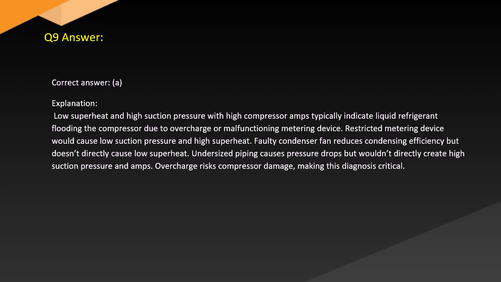Answer. Correct answer: A. Explanation. Low superheat and high suction pressure with high compressor amps typically indicate liquid refrigerant flooding the compressor due to overcharge or a malfunctioning metering device. A restricted metering device would cause low suction pressure and high superheat. A faulty condenser fan reduces condensing efficiency but doesn't directly cause low superheat. Undersized piping causes pressure drops but wouldn't directly create high suction pressure and amps. Overcharge risks compressor damage, making this diagnosis critical.